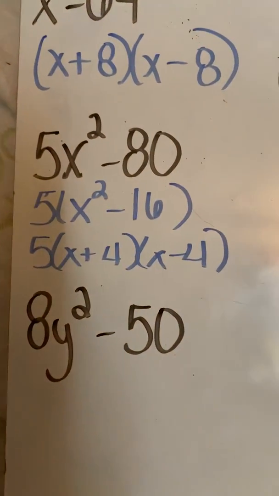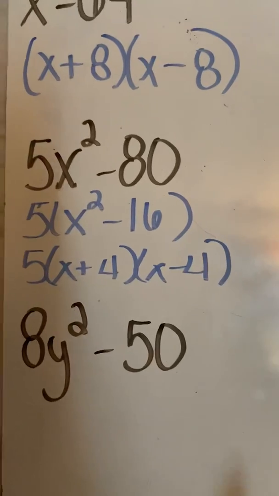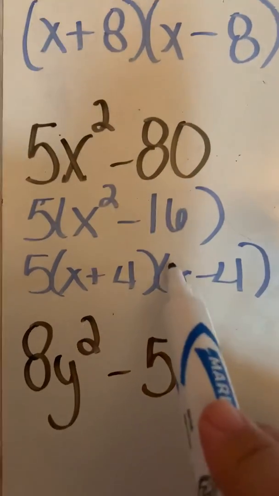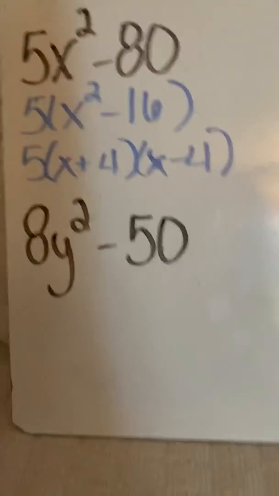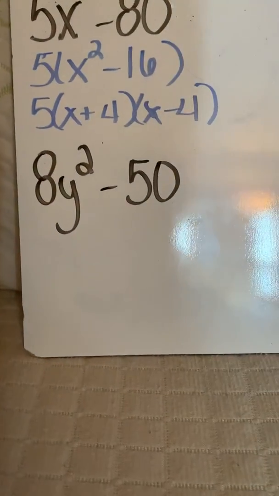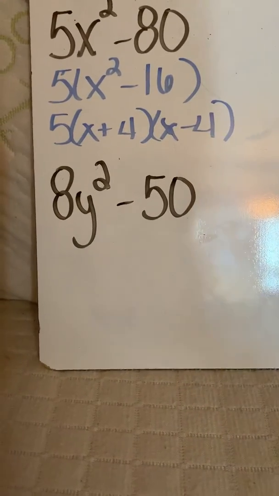So again, notice what I did. I factored out my 5, and then I factored my difference of squares. And again, always check it. A lot of times now, since we've done FOILing so much, you can mental math it.